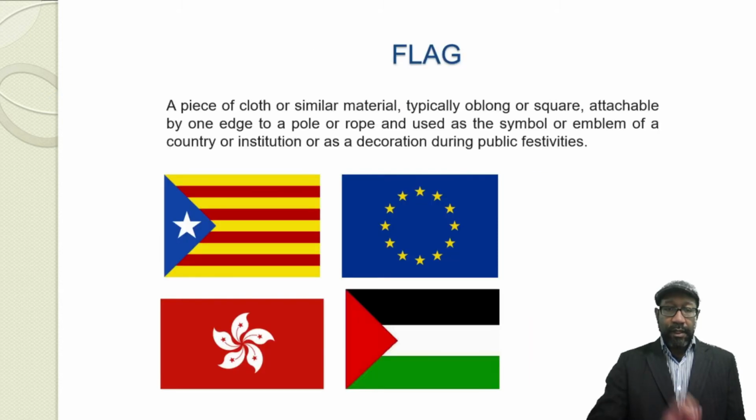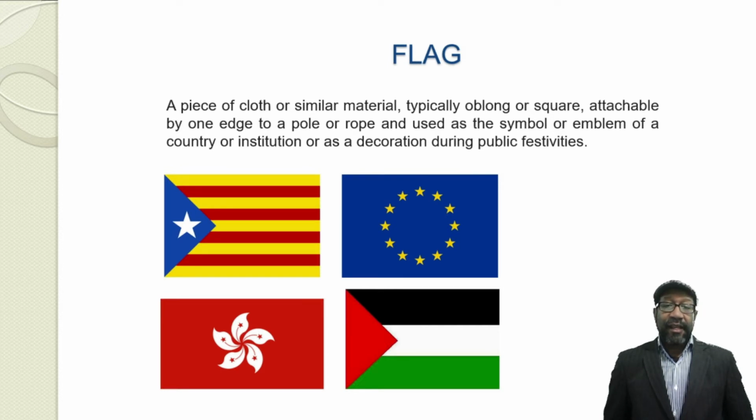So let's move on. First of all, we have a definition of flag. It's a piece of cloth or similar material, typically oblong or square, attached by one edge to a pole or rope and used as the symbol or emblem of a country or institution or as a decoration during public festivities. So this is the definition of a flag, right?